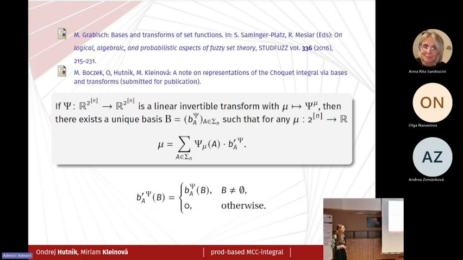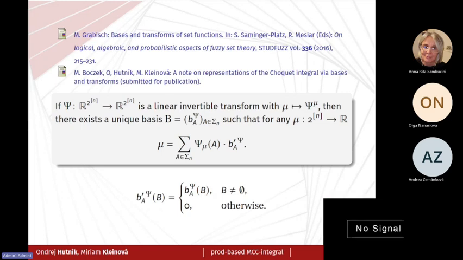We were also motivated by Grabisch's approach to finding new computational formulas for the Choquet integral via bases and transformations. We remember that any set function may be expressed as follows, where psi is a linear invertible transform and B is the corresponding basis. We have B with a comma because the basis should be redefined at the empty set, as we show here.